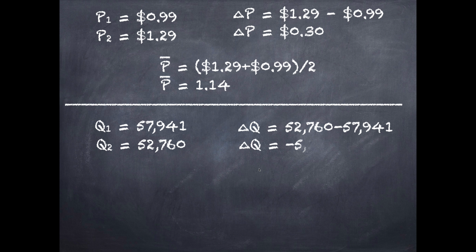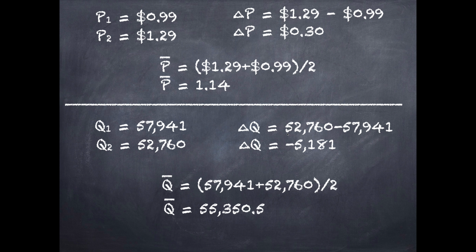We do the same thing for quantity. So the change in the quantity is going to be equal to Q2, 52,760, minus Q1, which is 57,941. This gives us a change in Q of a decrease of 5,181. We want to take a look at the average Q, which is 57,941 plus 52,760 divided by 2, and that gives us 55,350.5.